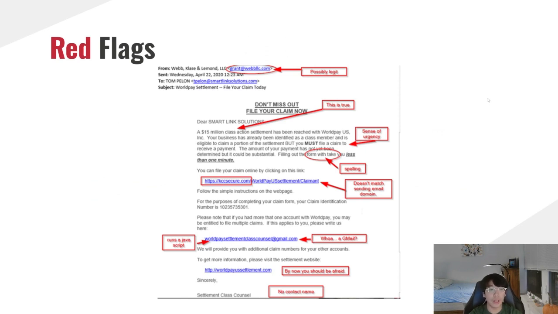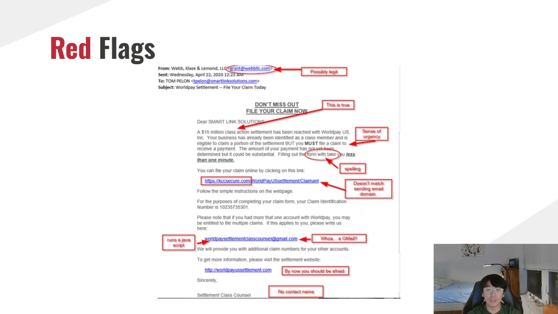Okay, I would just like to point out some red flags in this phishing email. It is from Web and Class and Lemon LLC, grant at webllc.com. That may be legit, we don't know. The title is "Don't Miss Out, File Your Claim Now." A $15 million class action settlement has been reached, blah blah blah.